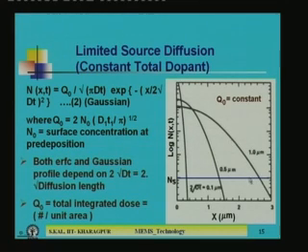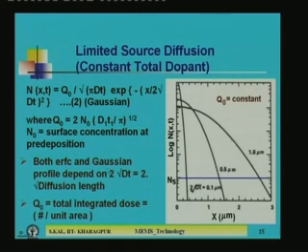This kind of profile is known as a Gaussian profile, and basically it is a half Gaussian. It is sometimes known as limited source diffusion or Gaussian diffusion. Here, if you solve Fick's law, the doping concentration is given by N(x,t) equal to Q0 by root pi Dt, where Q0 is the total dopant at the surface, which is constant as far as limited source diffusion is concerned. Q0 is given by 2 N0 root D1 t1 by pi, and N0 is the surface concentration at pre-deposition.